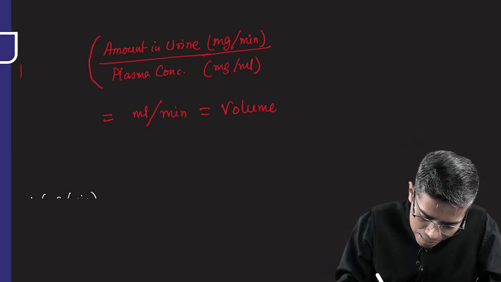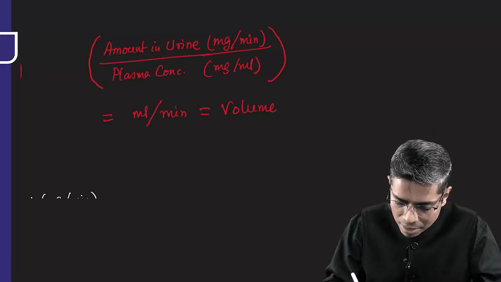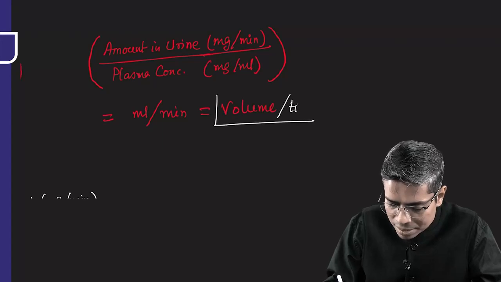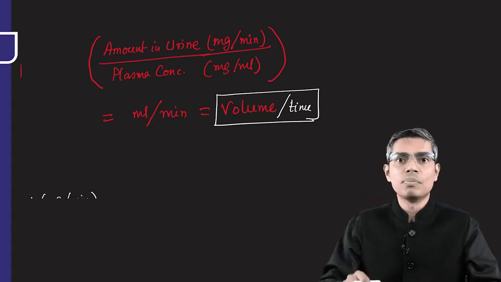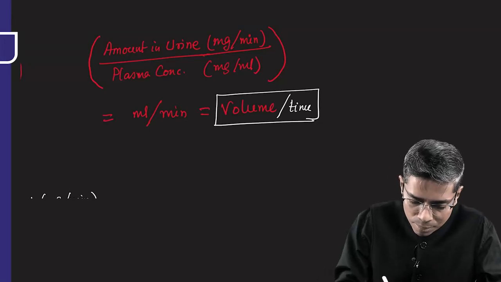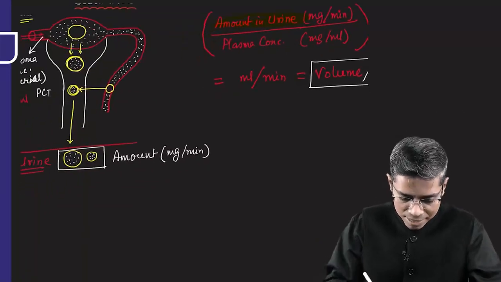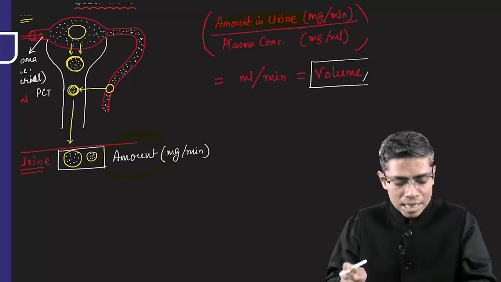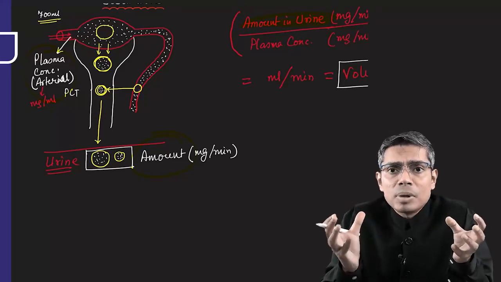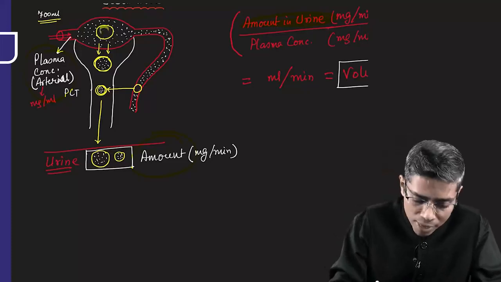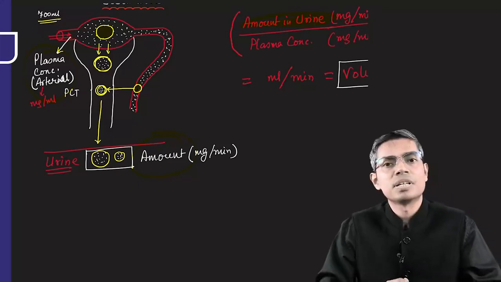So if you divide this urinary amount upon your plasma concentration, you are going to get a volume per unit time. And what volume are you getting? It is the volume from where the amount of creatinine has reached the urine. Getting my point? What volume? The volume from where this creatinine has come, that is the volume from filtration and the volume from secretion.